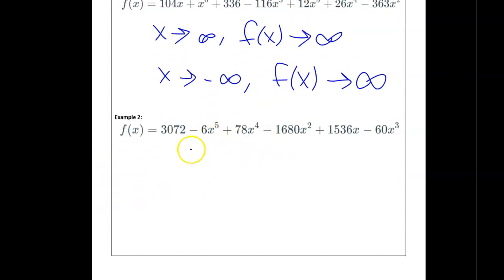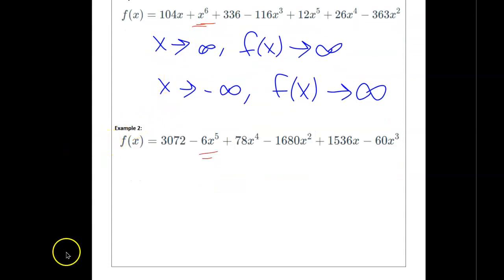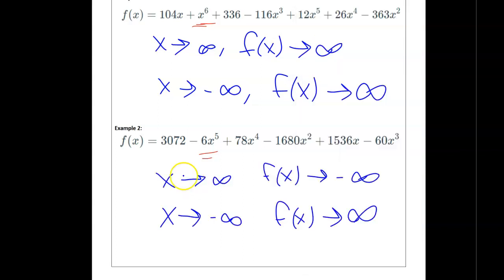And then my second one, I will graph this one as well. Before I do that though, I want to note that in this one, the biggest exponent that we see is x to the sixth. In this one, the biggest exponent that we see is x to the fifth. And that coefficient is negative, whereas this was positive up here. So I'm expecting to get some type of different shape here. Okay, so again, I typed it in. I messed with the window settings. And as I take a look at the graph, I see that my end behavior is the following, right? As x goes to infinity, f of x goes to negative infinity, and as x goes to negative infinity, f of x goes to infinity.